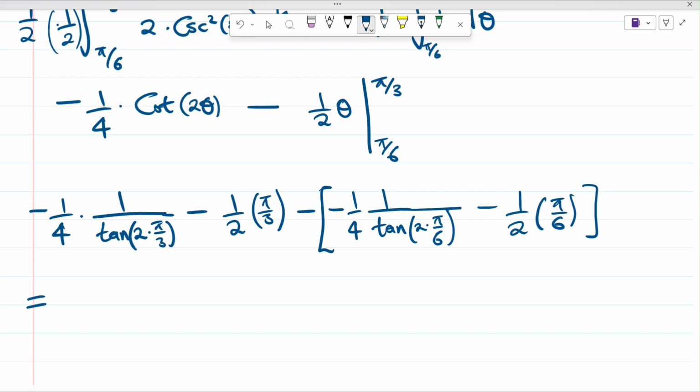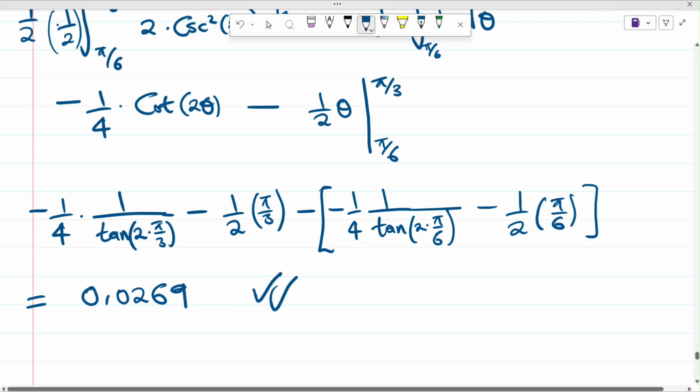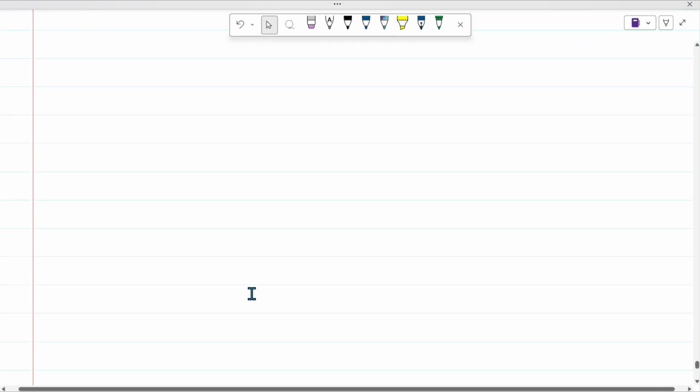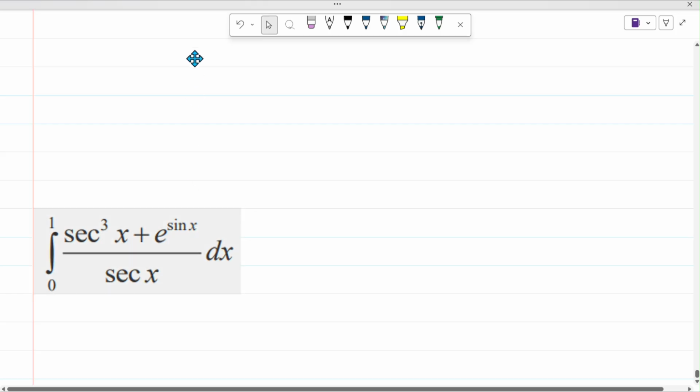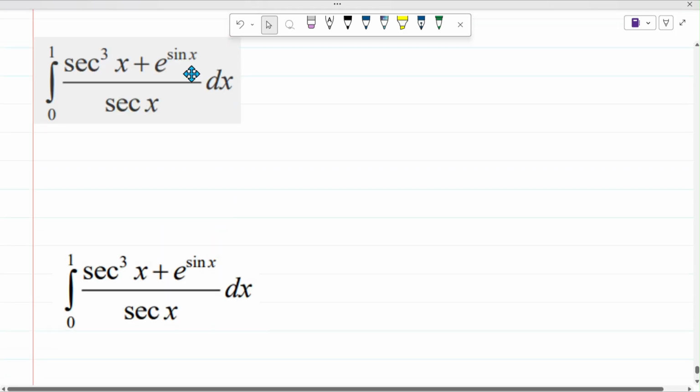So you should get something like 0.0269. So we should get the same thing here, and that should be your answer. You should have gotten the same thing as well. So I converted cot into tan, like I told you that. Now I'm telling you again. What's wrong with me? So now we have this.